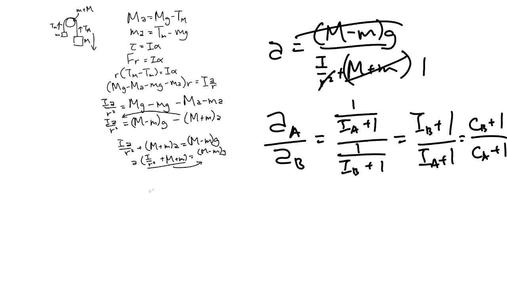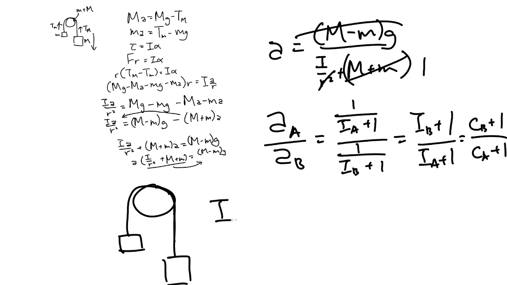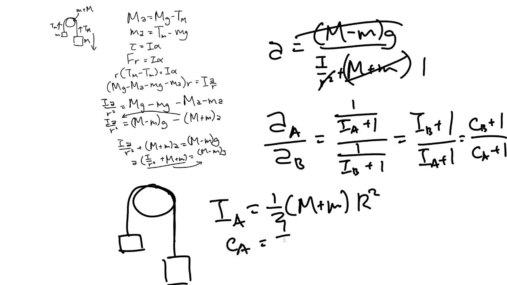So for our pulley A, this is pretty simple. We just have a little pulley here. And I'm pretty sure it's said to be a disk. So for our moment of inertia of A, that's just going to be 1 over 2 times big M plus little m, r squared, right? So our constant for A is going to be 1 over 2, right?